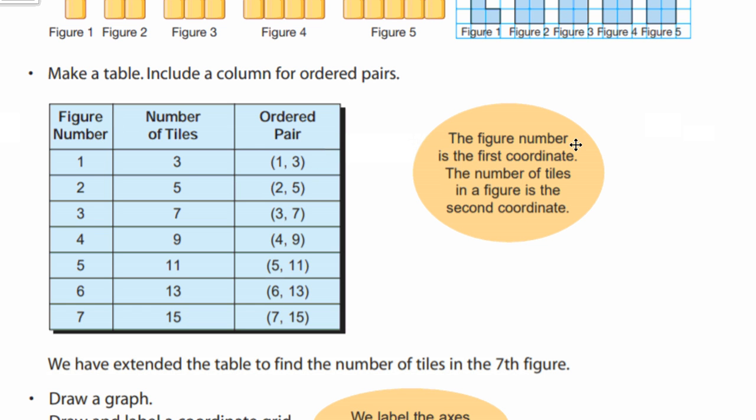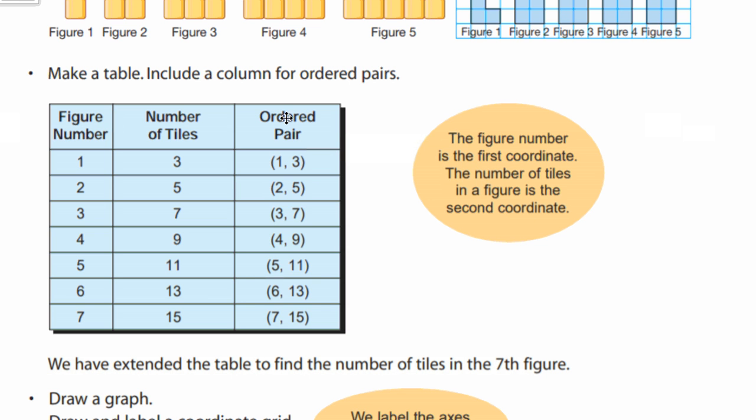The figure number is going to be our first coordinate, and the number of tiles in a figure is the second coordinate. So you can see that I have 1, 3 copied here, 2, 5, 3, 7, and it keeps going down. So we can actually use this table of values to create ordered pairs. Now, this has been extended to find the number of tiles in the 7th figure.